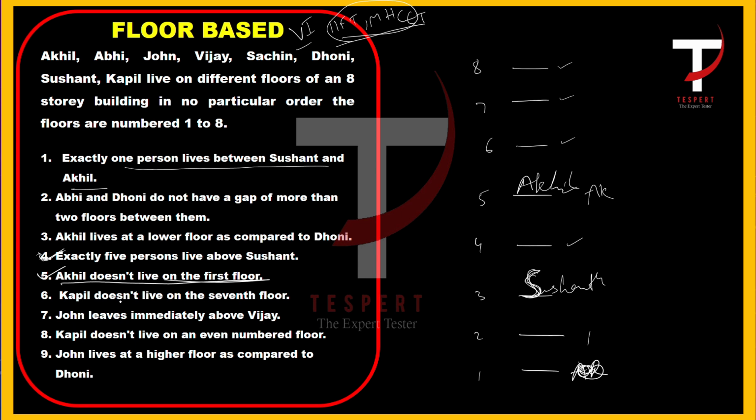So consider statement 6 here. Kapil doesn't live on the 7th floor, so Kapil doesn't come here. And consider the 8th statement. Kapil doesn't live on an even numbered floor. 8 is even, 6 is even, 4 and 2 are even, so Kapil doesn't live in any of those. So the only floor where Kapil lives is the first floor, because the remaining ones are all even and also occupied by Akhil and Sushant. So one is the only floor which is vacant for Kapil.